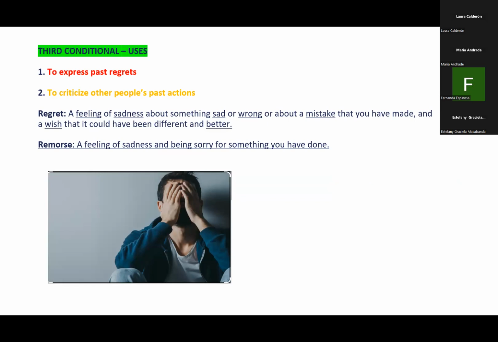So now, today we are going to check the first use, only to express past regrets. Okay, so we are going to focus only on the first one. But first, let's check what is a regret. This is the definition of regret or remorse. So this is taken from the Cambridge Dictionary. So we're going to read it.